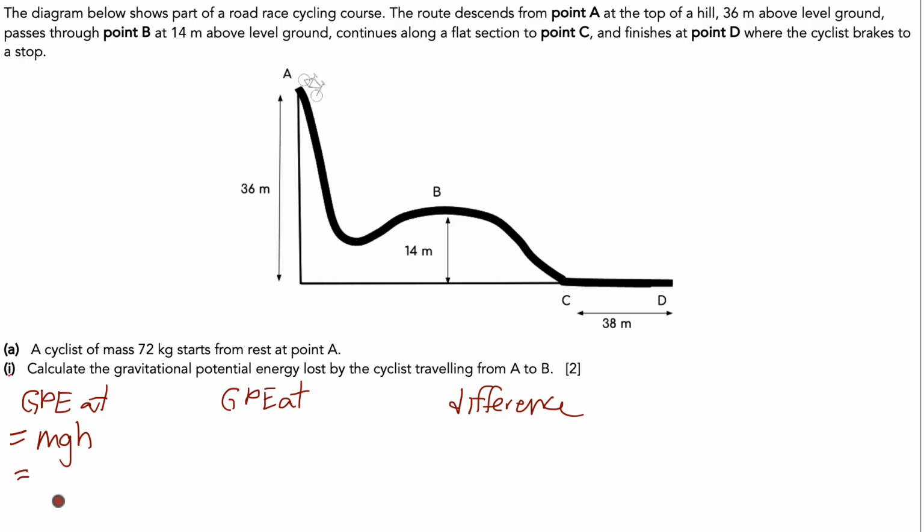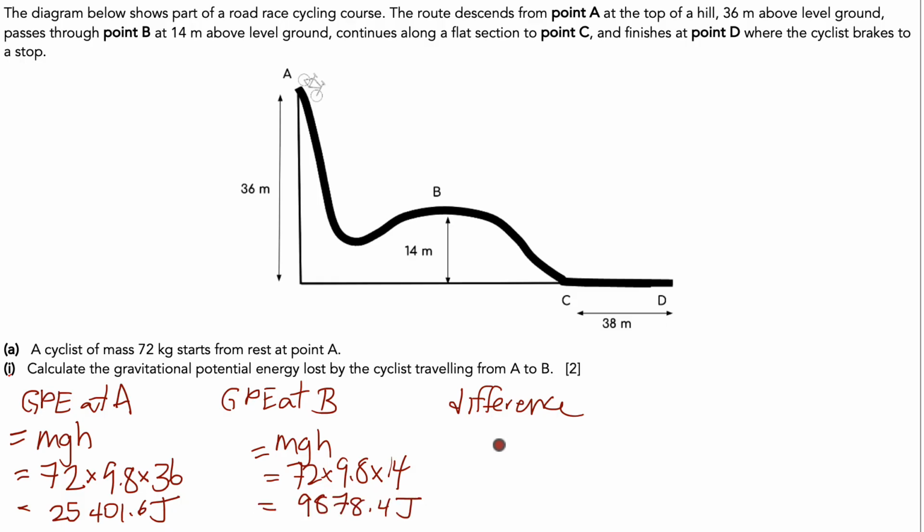The mass they give us is 72. Remember, when we're working with energy, if you don't have a mass, just leave an m, because odds are it's going to cancel out somewhere later. 9.8 for g, because that's what's written in our data booklet, and the height here is 36. If I pick up my handy dandy calculator, I'm going to put all the sig figs right now, and then we can do some rounding later. I'm going to do the same thing for at B. Now the difference is just going to be the subtraction between the two of them.